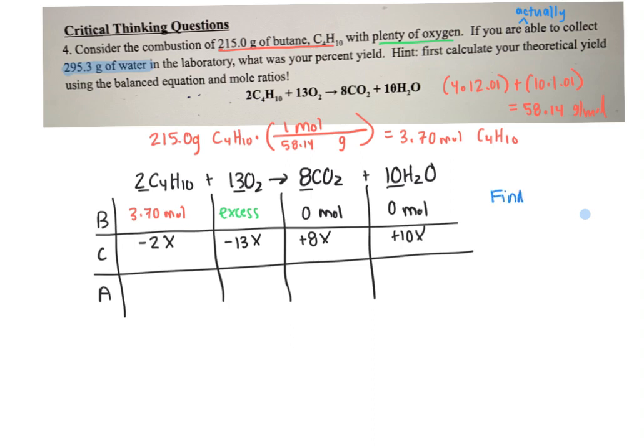Off to the side, I'm going to find my x, and so we're going to take 3.70, this guy, divided by the coefficient 2. And when I do that, I get 1.85. That was C4H10. I'm going to do the same for O2. Excess divided by 13 is still going to be excess. Smaller is obviously 1.85, which means he's my superstar. So we'll plug in 1.85 over and over again for all of these x values.